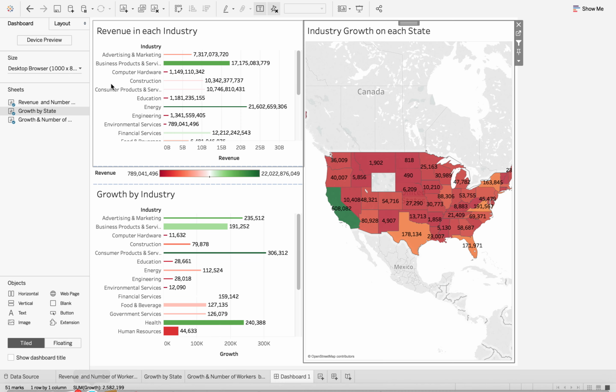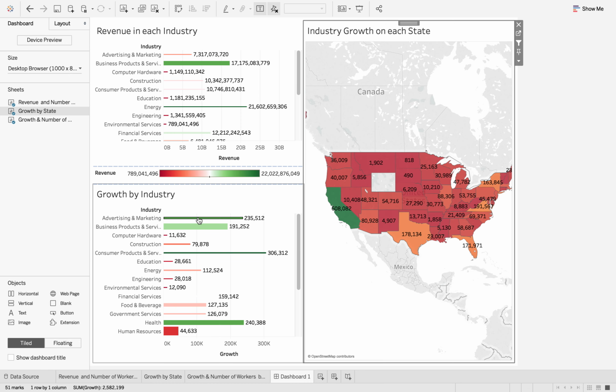So this is the Tableau project. It shows all the information. Tableau is a great program for this, and it displays information clearly, graphically, and beautifully for the clients.